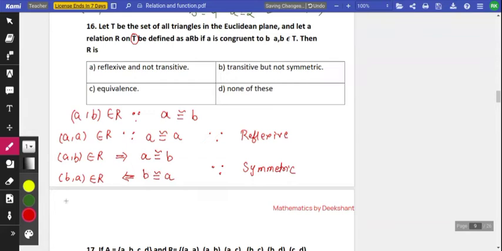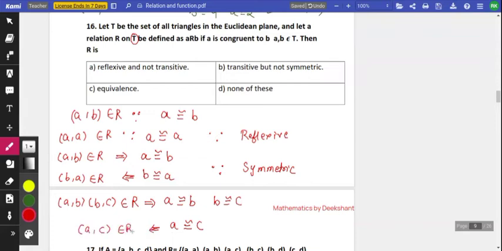For the given relation to be transitive, if A comma B and B comma C belong to relation R, it means A is congruent to B and B is congruent to C. We can also say that A is congruent to C, which shows that A comma C belongs to relation R. A comma B and B comma C belong to relation R and A comma C also belongs to relation R. Therefore, the given relation is transitive.